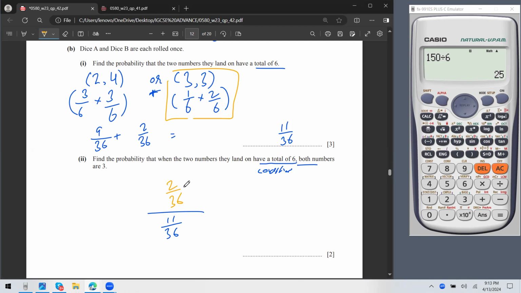So both numbers being 3, we already know it was 1 over 6 times 2 over 6. So 2 over 36. And this was the condition, having a total of 6. So that was the total 11 over 36. So that means 2 over 11 is your answer. Any question here, please ask.